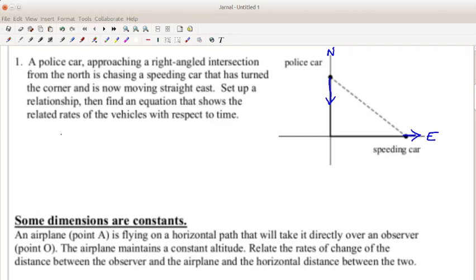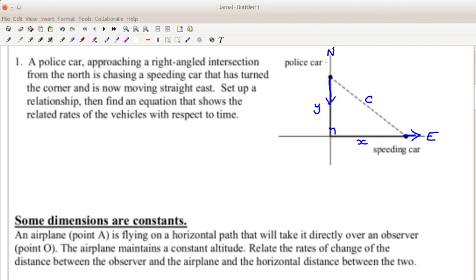We want to set up a relationship to find an equation that shows the related rates of the vehicles with respect to time. So again, when we set this up, we've got our right triangle, which is going to allow us to use the Pythagorean theorem. I'm going to call the side to the north y because it's along the y-axis, and the side along the x-axis towards the east, I'm going to call x. And again, I can call this pretty much anything I want. I'm going to use c because it's my hypotenuse, but you could use z, m, or d, whatever. It doesn't really matter. We're just picking names.